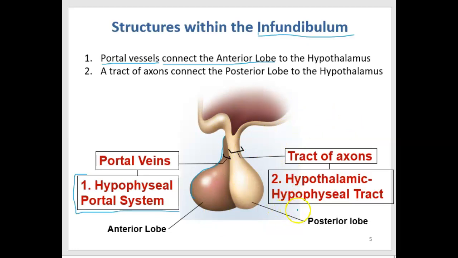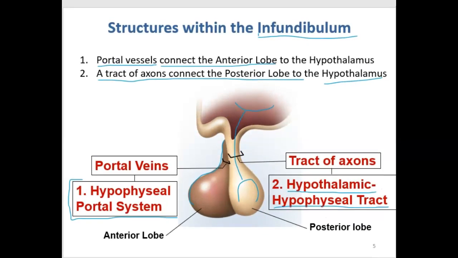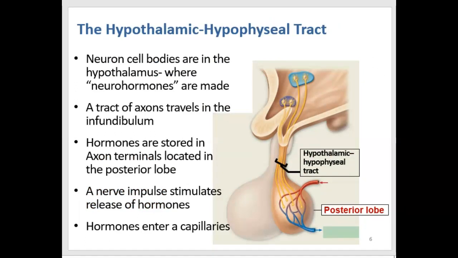The second structure within the infundibulum is actually a tract of axons that connect the posterior lobe to the hypothalamus. And this has just the most awful name, but they didn't ask me, so it's the Hypothalamic-Hypophyseal Tract. So it's the tract that goes to the posterior lobe. We're going to look at that in more detail right now.